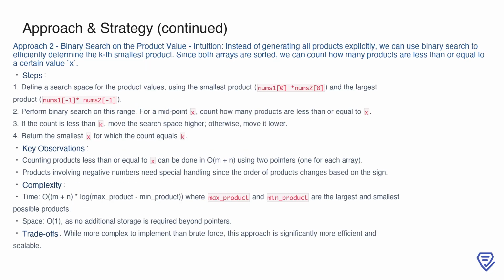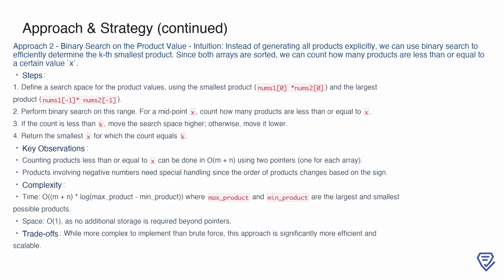Now, a more efficient strategy involves using binary search directly on the product values rather than generating all possible products. The key observation here is that we can count how many products are less than or equal to a given value, leveraging the fact that both arrays are sorted. This allows us to determine whether the kth smallest product lies above or below a certain threshold without explicitly computing all the products. We start by defining a search range, bounded by the smallest and largest possible products, and use binary search within this range.